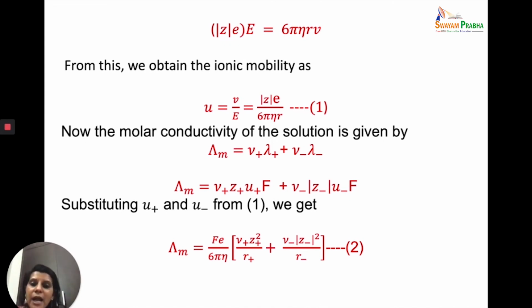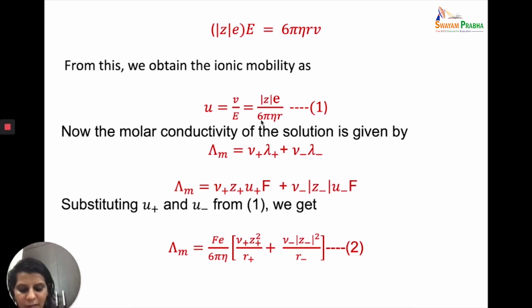Now we know that the ionic mobility is nothing but the speed under a potential gradient of unity. So u is equal to v by E. We just rearrange this equation to get v upon E, and we get this.